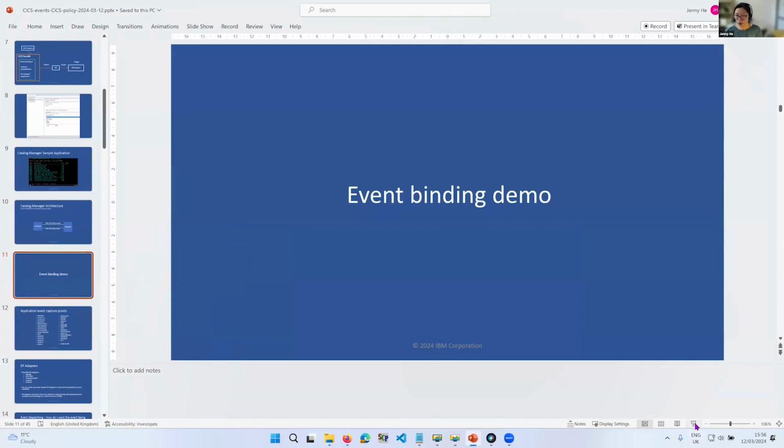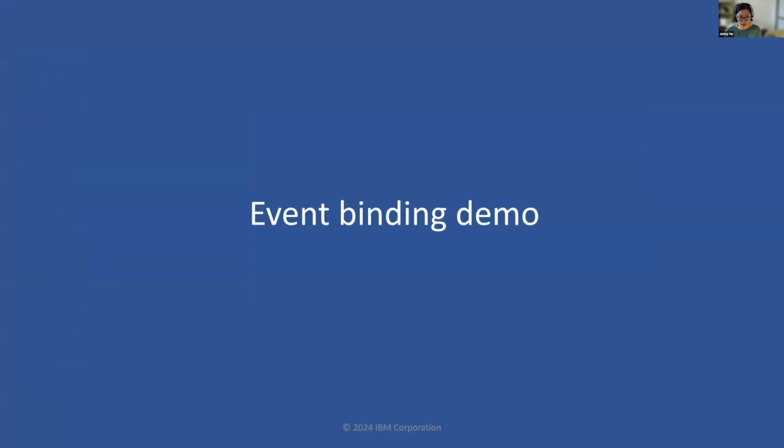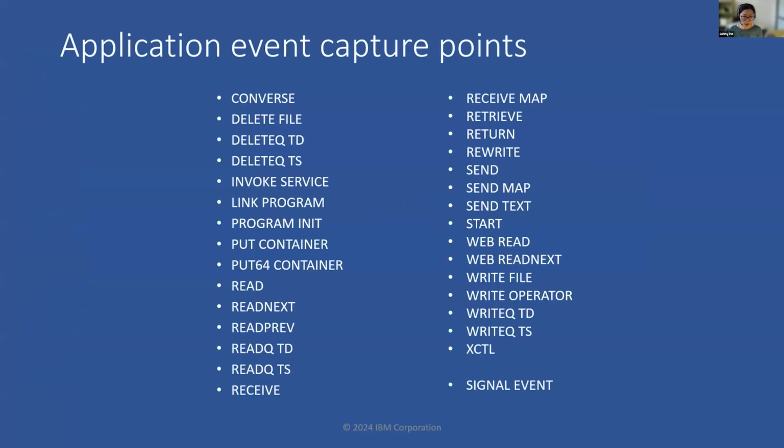So let me go back to our slide. So we've seen the event binding. The number of event capture points on the EXEC CICS command are delete file, delete queue, converse, invoke service, or put container. We have put64 container also available on later CICS releases. So there are a number of them, as you can see here.